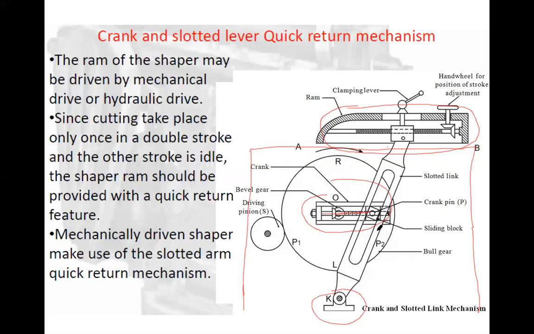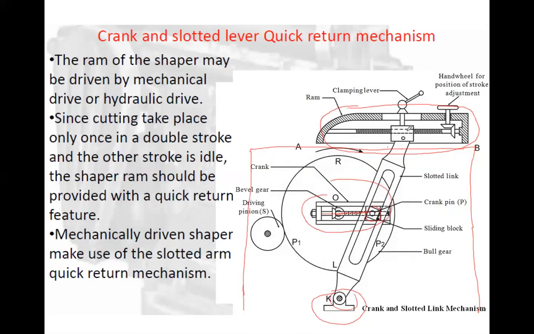So how does this work? I have explained simply. When this crank is rotating, this is the slider, and the slider is mounted in this slotted lever. As the crank rotates, the slider moves up and down, and the slotted lever oscillates about this particular pivot. The other end is connected to the ram, so the ram oscillates about its position.